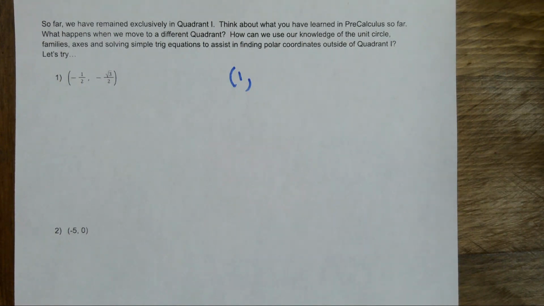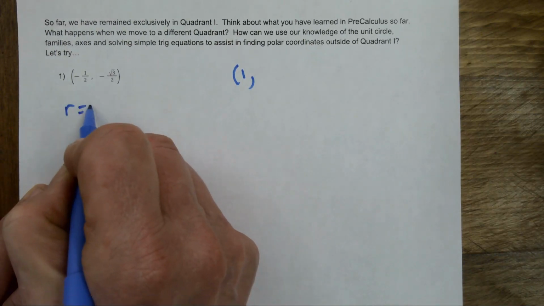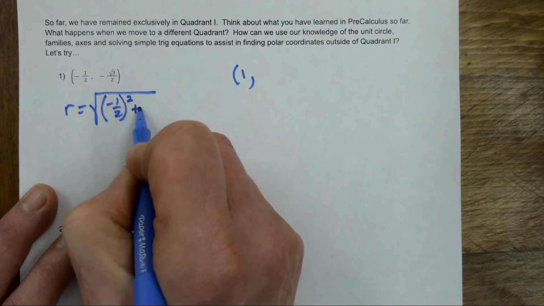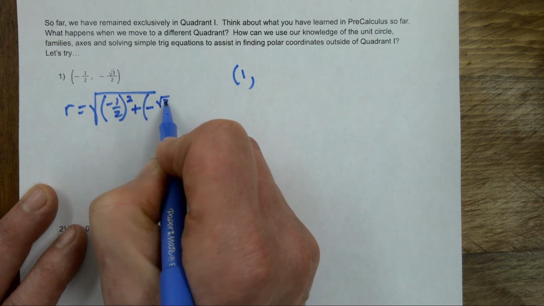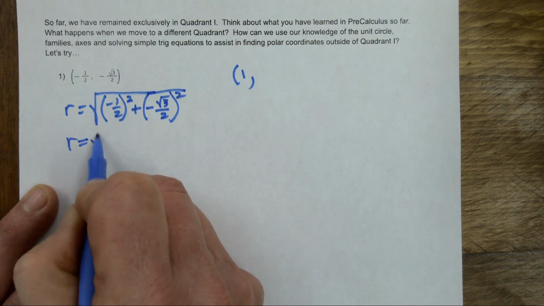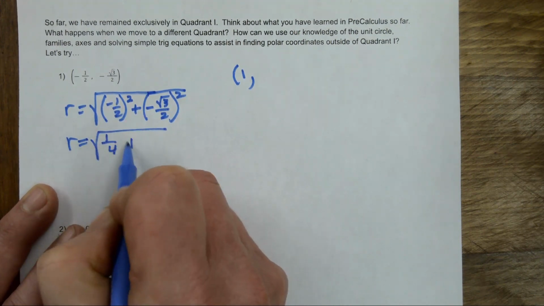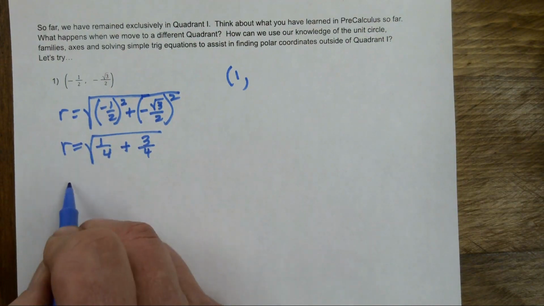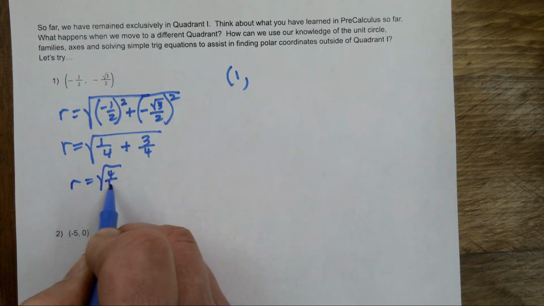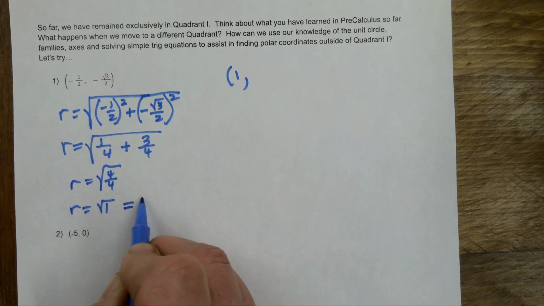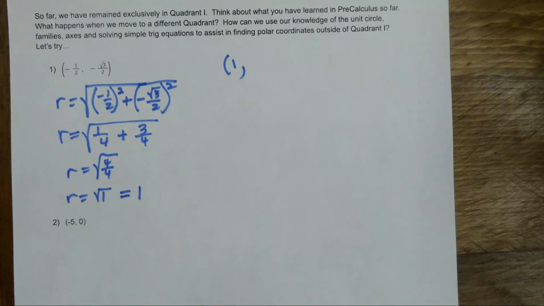Let's say I forgot that. Let's say I'm like, oh man, I'm never going to remember that. I can find r the same way. I just have to work with squaring the fractions. Make sure you put your negatives in the parenthesis. And what I have here is the square root of 1/4 plus 3/4, which is the square root of 4/4, which is the square root of 1, which is 1. And so if you forget, you can always use that method as well.